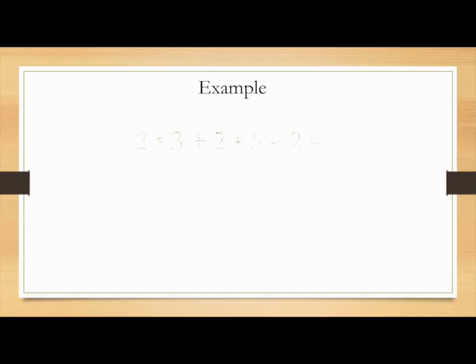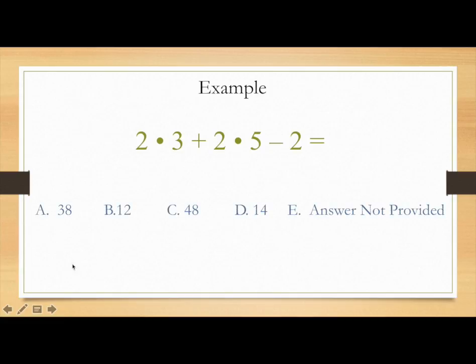Here's the problem. 2 times 3 plus 2 times 5 minus 2. I'll give you some choices. Is it A, 38, B, 12, C, 48, D, 14, or E, answer not provided? Take some time to figure this out. Pause the video if you need to, then come back and check if you're right.